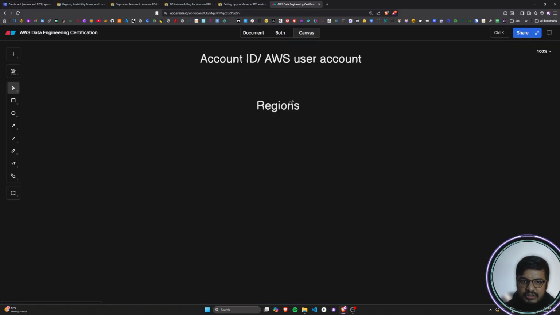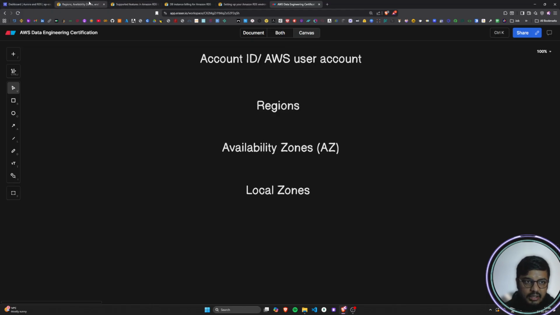So inside this AWS account, we will have multiple regions. And inside these multiple regions, we can have different availability zones, or so-called AZs. So we can have different availability zones, and we can also have multiple local zones. Cool. So this is the hierarchy.